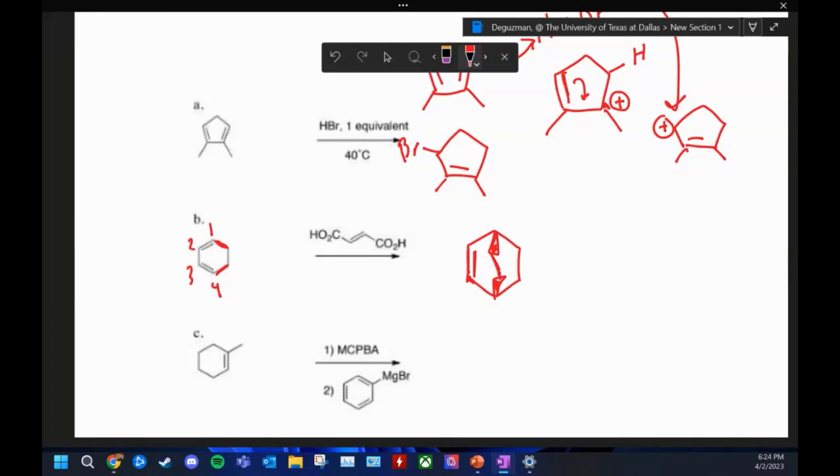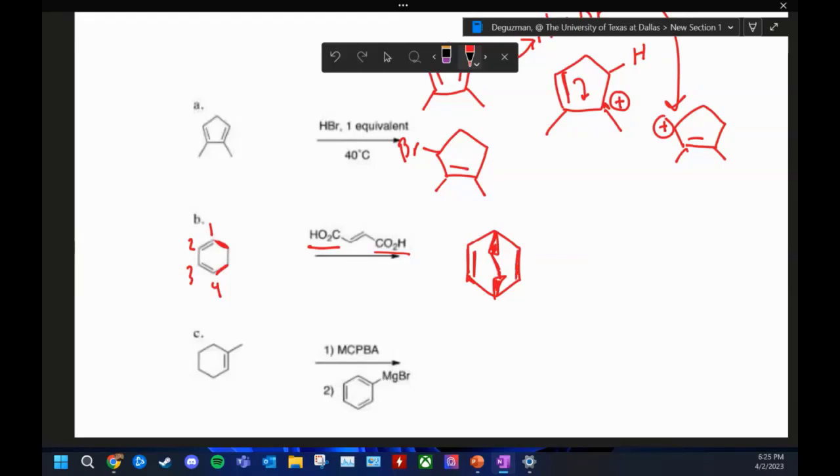And now we have our dienophile. We have carboxylic acid on both sides, right? But remember, carboxylic acids are withdrawing groups. So, following the endo rule, would that make them endo or exo? If we have carboxylic acids, endo, right?